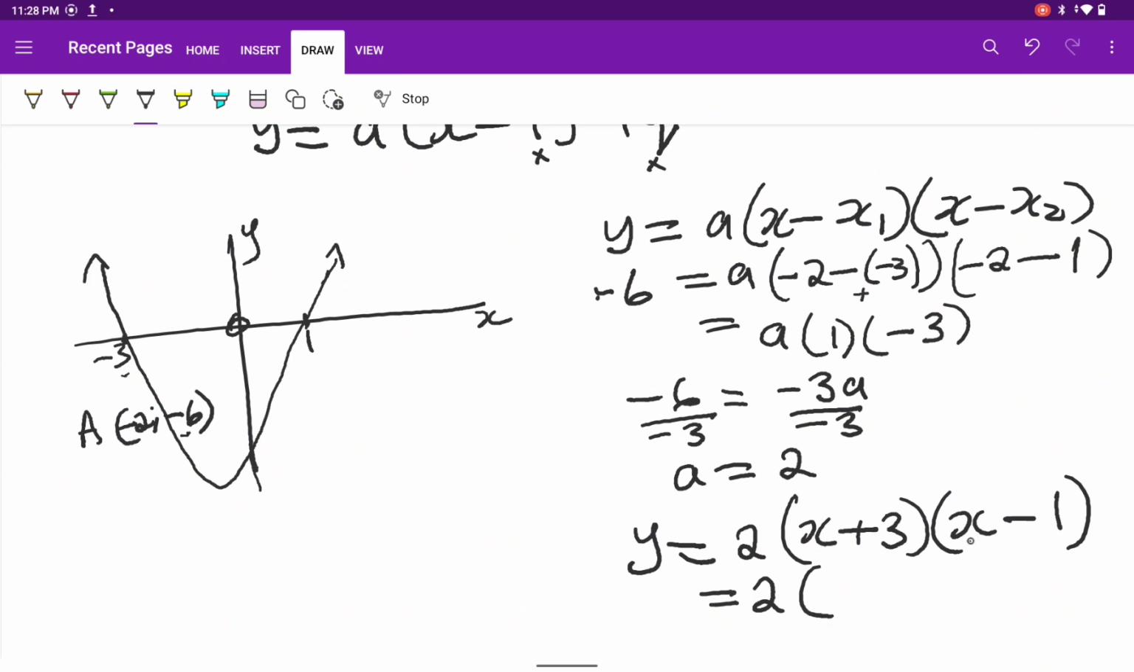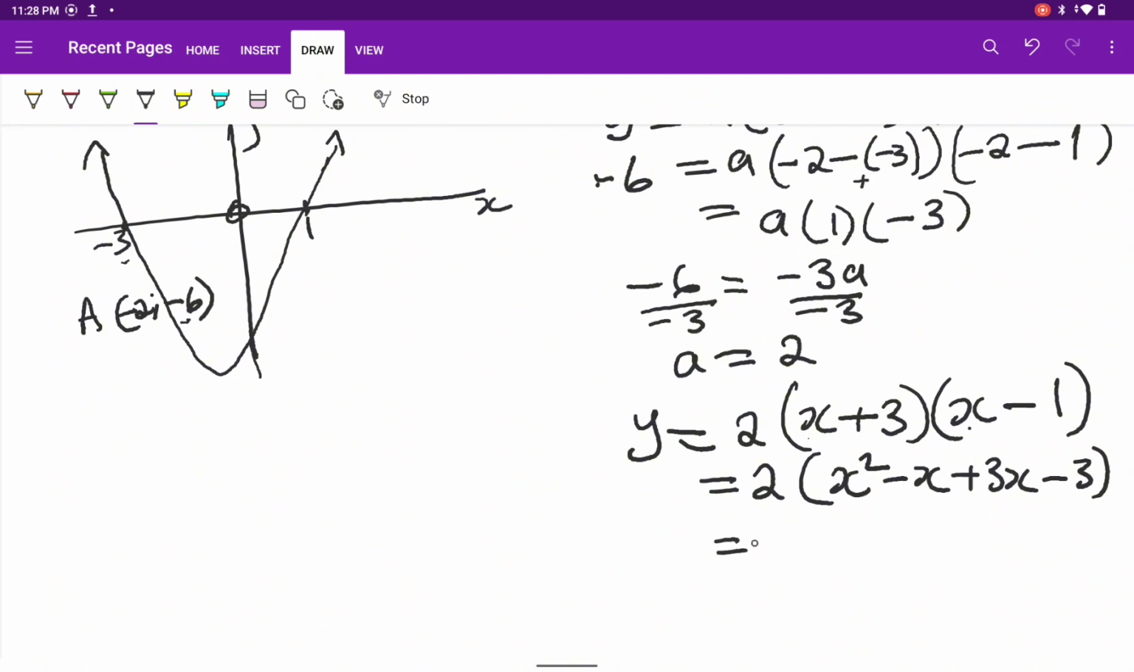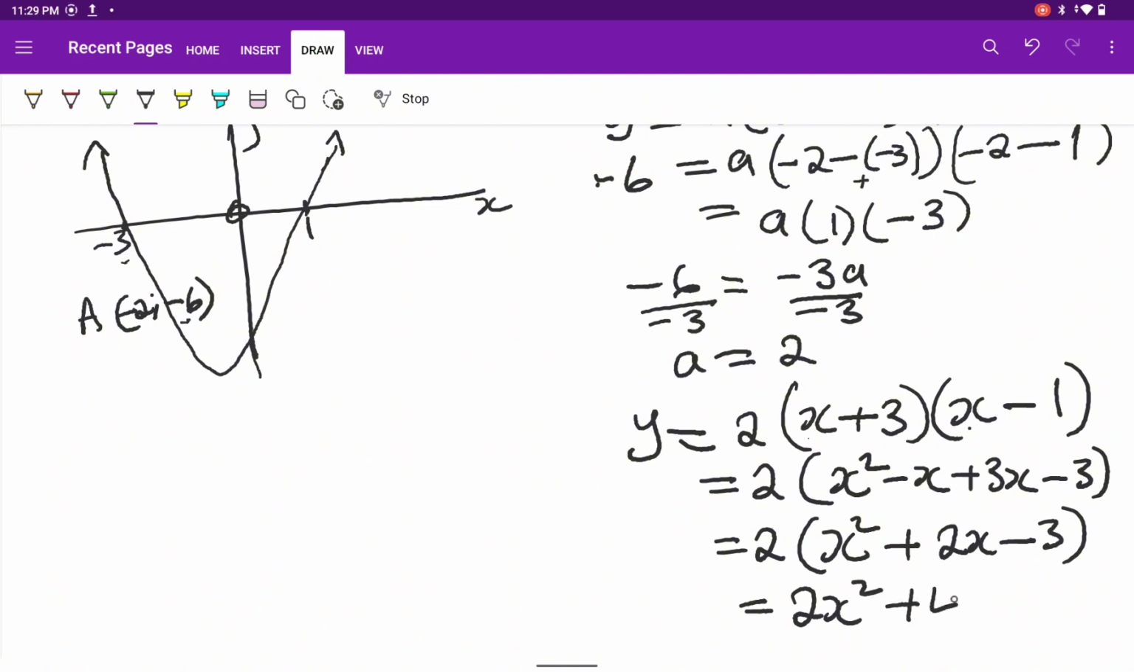So x multiplied by x is x squared. x multiplied by -1 is -x, and then 3 times x is 3x, and 3 times -1 is -3. Let's simplify it before we remove the outer brackets. Minus x and 3x gives 2x, minus 3. Now we can remove the bracket and have 2x squared plus 4x minus 6.